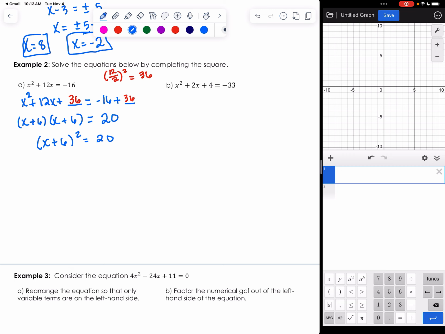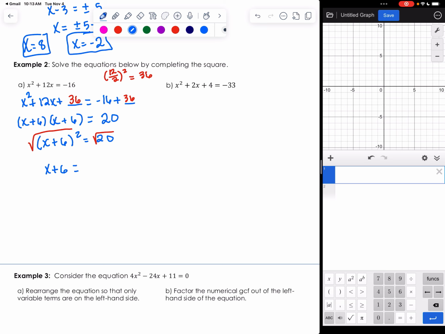Now, once you have your binomial squared, then you can solve it with your square root property. So to solve this, I'll take the square root of this side and the square root of this side. So the square root of (x plus 6) squared is simply x plus 6.